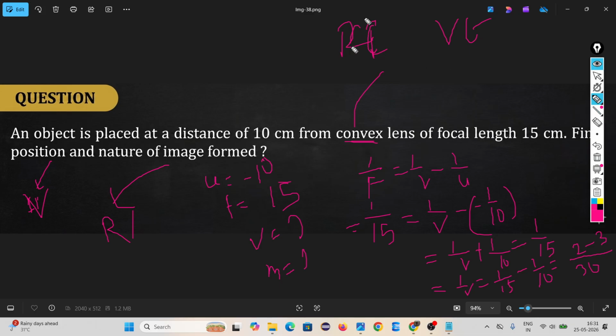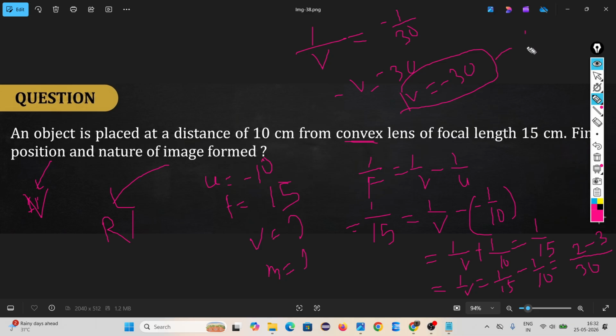Okay, look, I'm doing here. Then 1 by v equal to minus 1 upon 30. Then v equal to minus 30. If in a convex lens I am getting v equal to minus 30, it means 100% the same side condition. Then you have to find m.